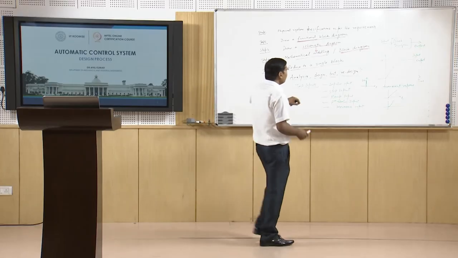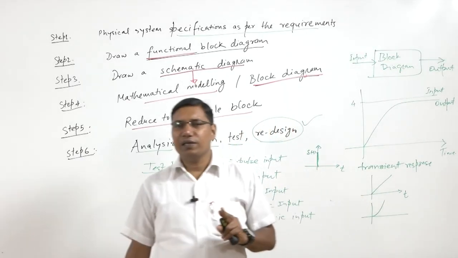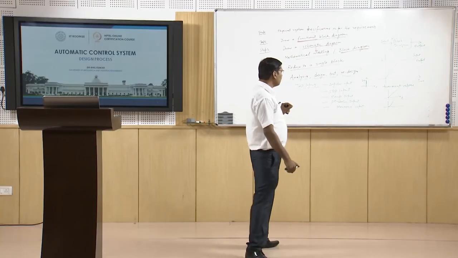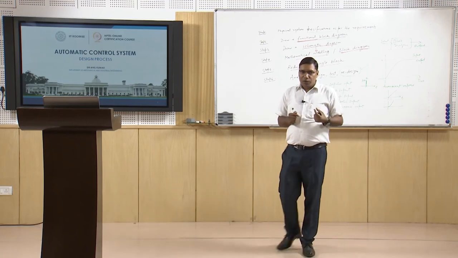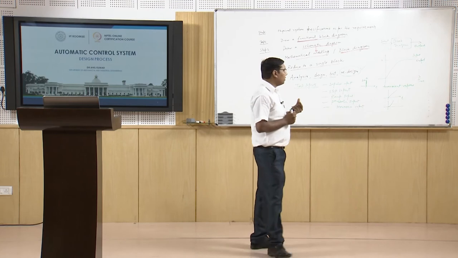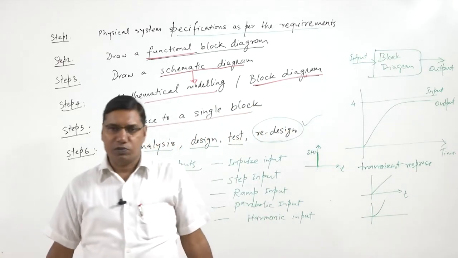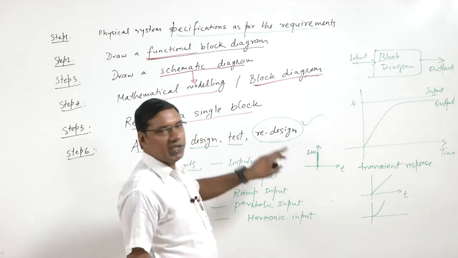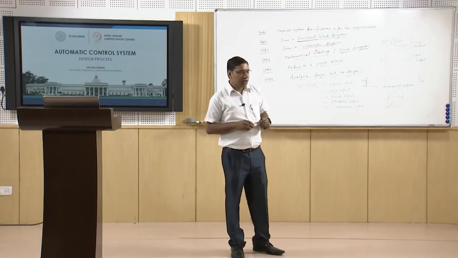How we will redesign if not? Because this block diagram will contain each component's parameters, because this block diagram is coming from the functional block diagram, that each component has some parameters, and so if we change that parameter, what will be the change in the output? So in this way we will be able to redesign the system. Now we take one example and we will discuss this process.